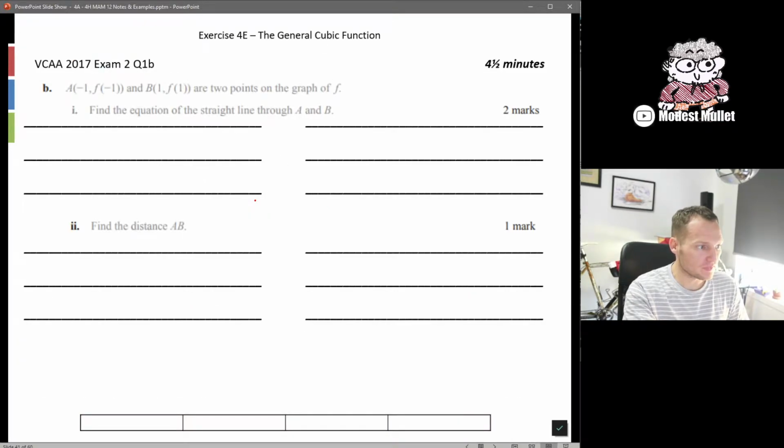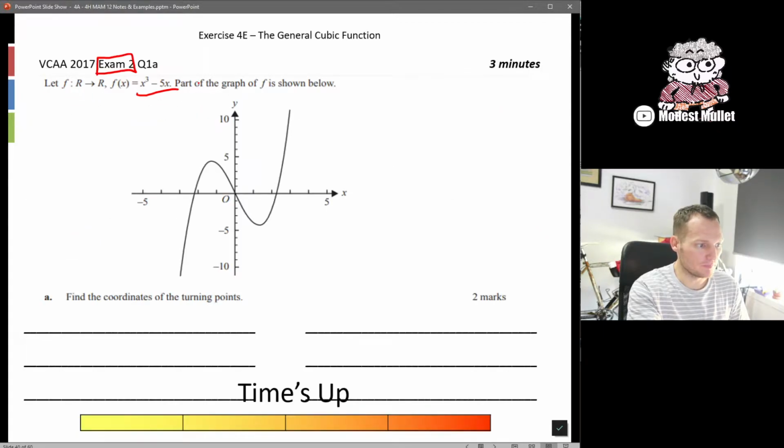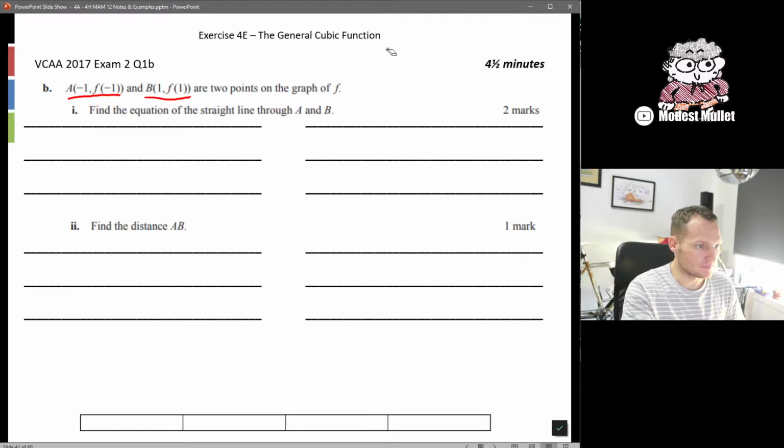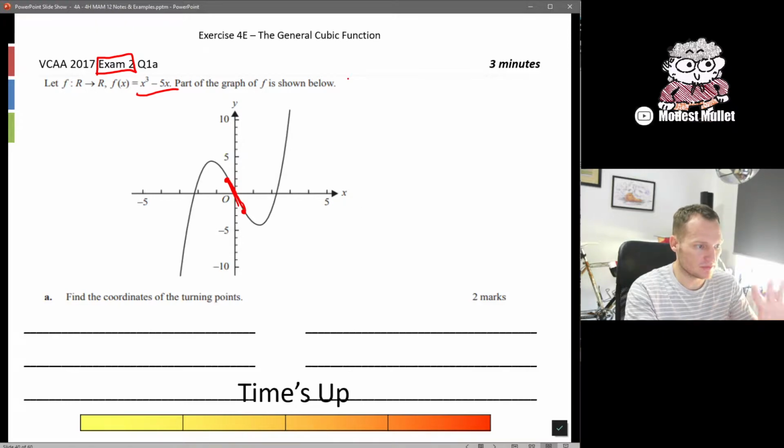So we did that. We then were told there's a straight line between coordinate A and coordinate B, two points of the graph F. Find the equation of the straight line through those. It turned out to be some straight line like that, and it goes through the origin, because the graph could be considered somewhat symmetrical.